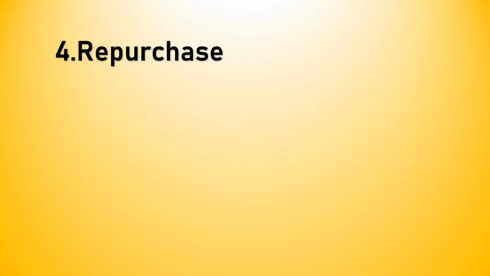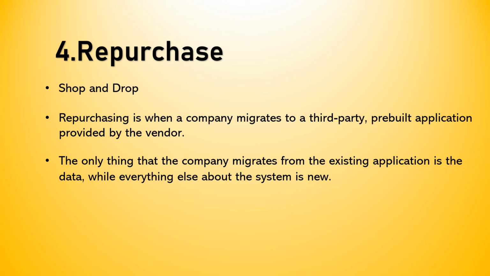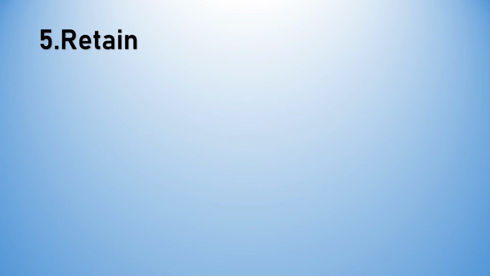Repurchase is the fourth R, which is the shop and drop method. In repurchasing, the company doesn't redevelop its own native application from scratch, but instead, the company migrates to a third-party pre-built application provided by the vendor. The only thing that the company migrates from the existing application here is the data, while everything else about the system is new. The amount of work involved in migration heavily depends on the specific needs and possibilities of the actual data being moved.